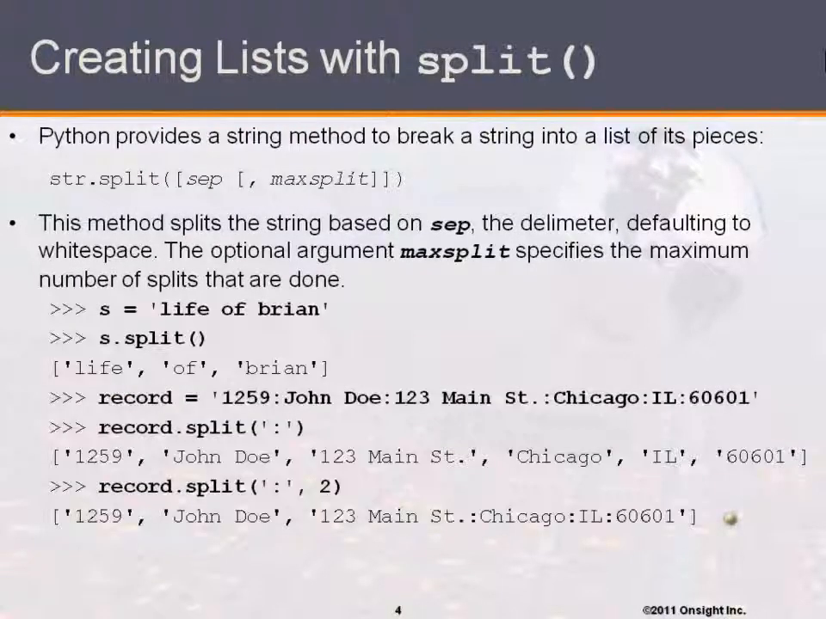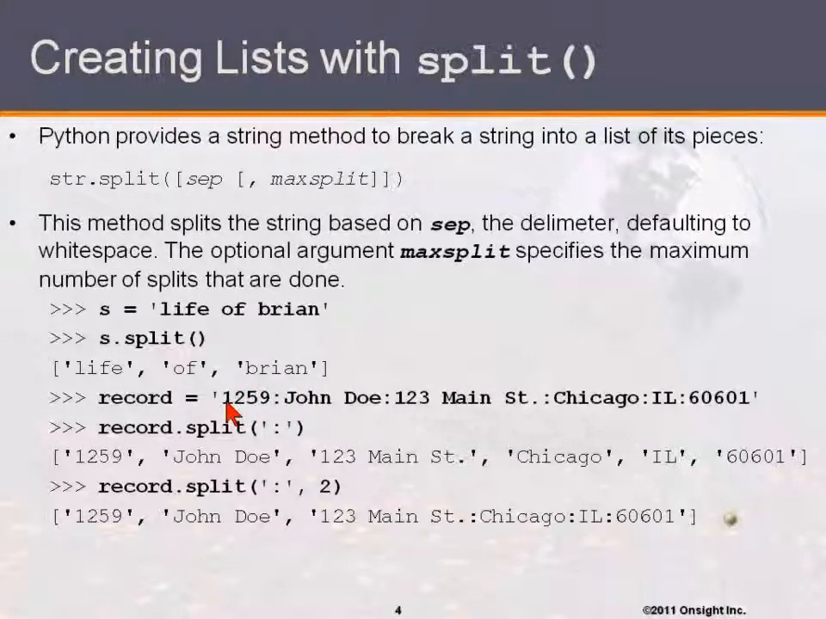So let's look at an example here. Here s is assigned "life of Brian", and we split. By default, it splits on white space characters. So this looks at "life", sees a space, and splits out the life part into an element of a list. Then it looks at "of", sees another space, breaks "of" out into another element, and then we see "Brian". So by default, split splits on white space characters.